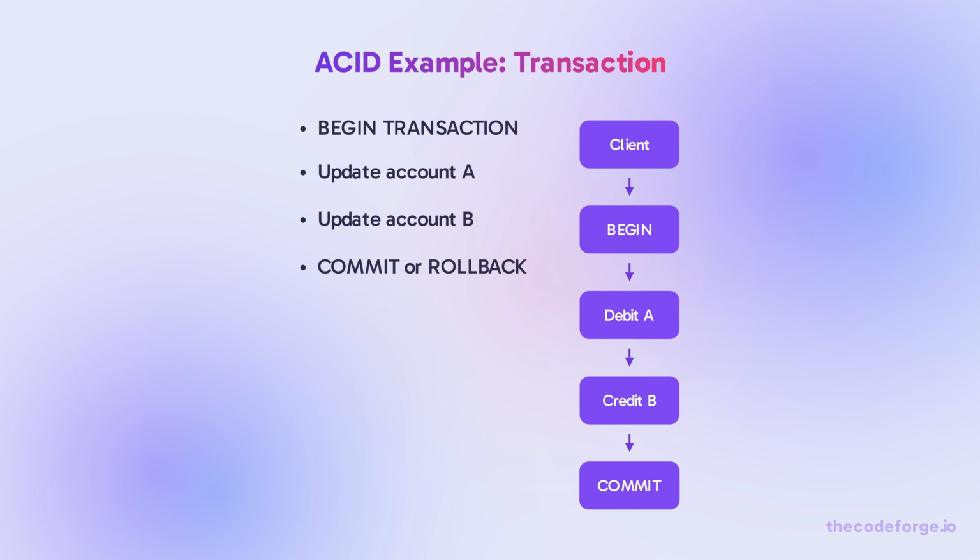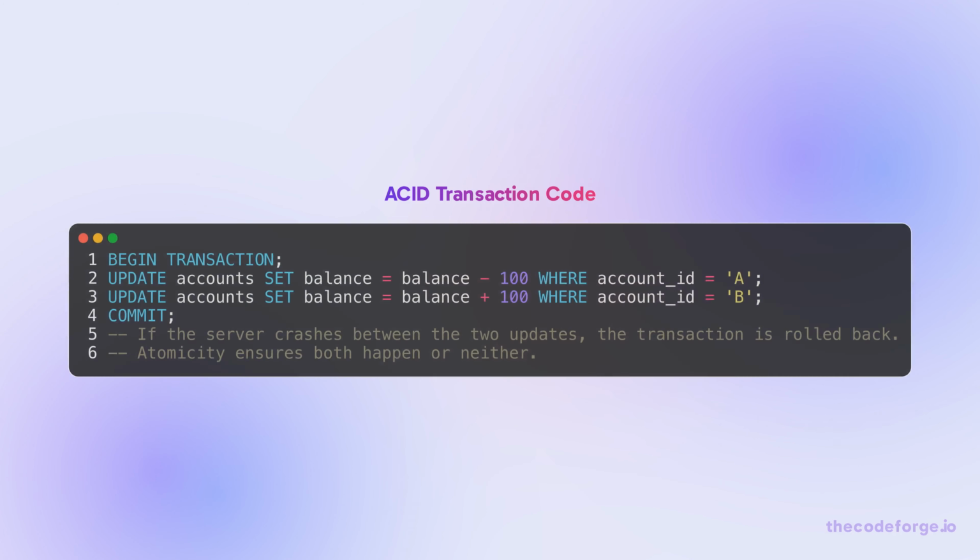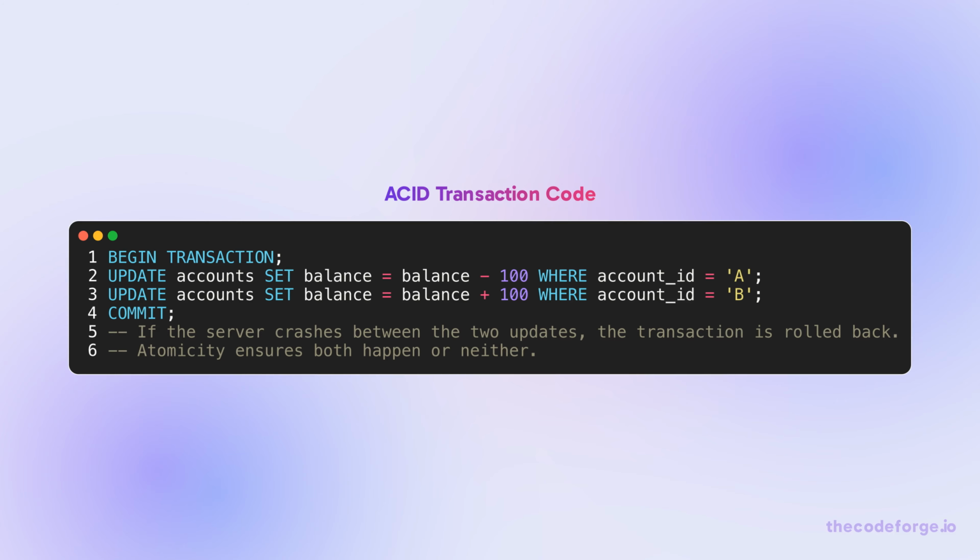Transferring $100 from account A to B. If the server crashes between the two updates, the transaction is rolled back. Atomicity ensures both happen or neither. This SQL shows a simple transfer. The BEGIN and COMMIT wrap the two updates. If the system fails after the first update, the database rolls back the entire transaction, leaving the accounts consistent.